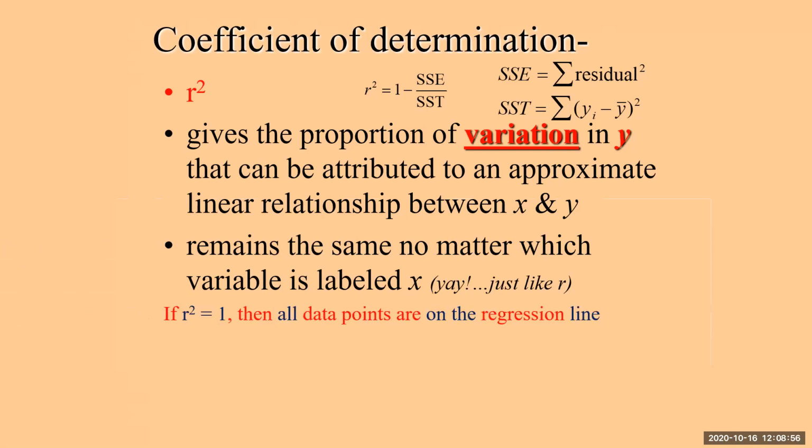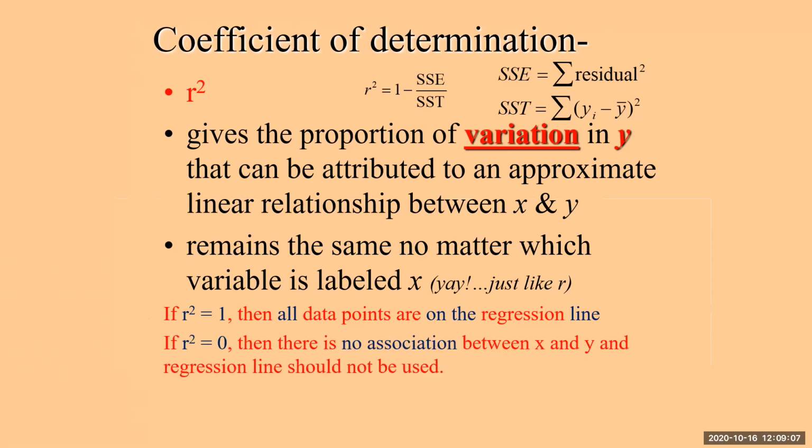If r squared equals exactly 1, that means that all data points are on the regression line. If r squared equals 0, then there is no association between x and y, and the regression line should not be used. So the higher your r squared value, the better, just like the higher your r value. The higher your r squared value is, the higher your r value is, so the higher correlated your data is.